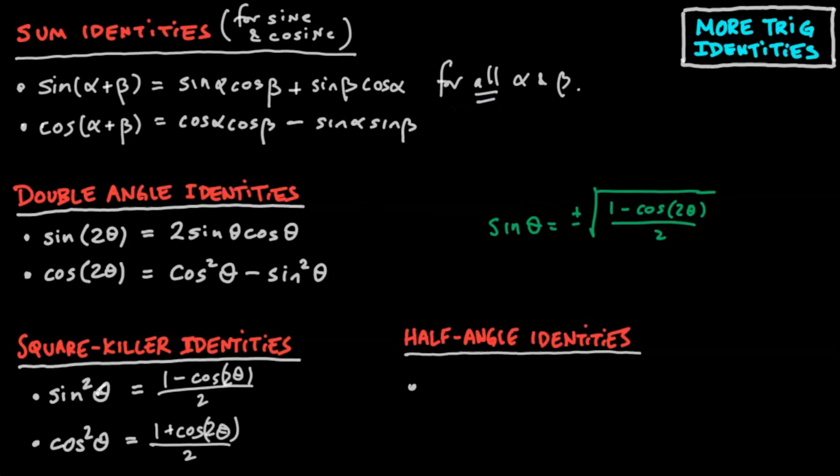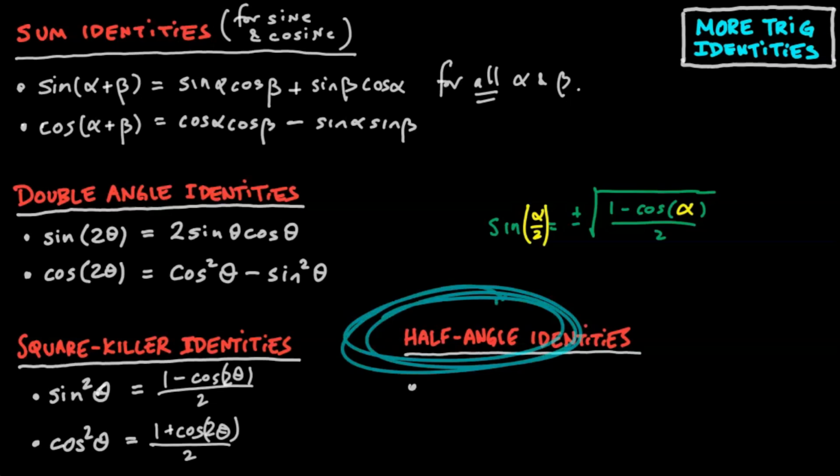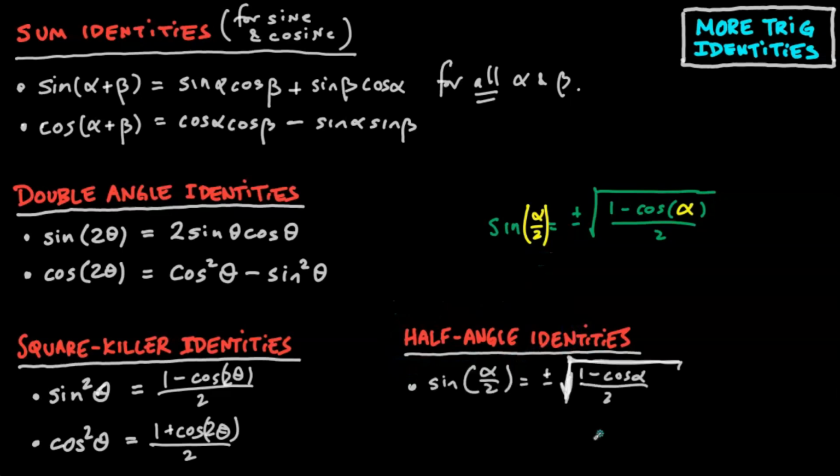Now, let me just make a substitution. Instead of theta, let me substitute alpha over 2. Well, if I do that, I have to do the same thing over here. And for this theta, substitute alpha over 2. But then I would have alpha over 2 times 2, which would just give me alpha. Aha! Now look, now I have an identity that with a straight face and my head held high, I'm willing to call a half-angle identity for sine, because it's sine of half of an angle. So if I write that down, I'll have this stuff.